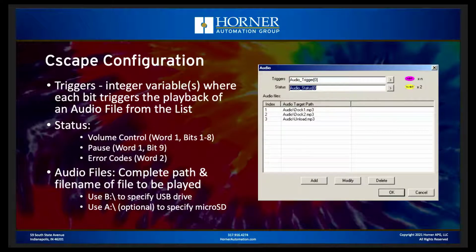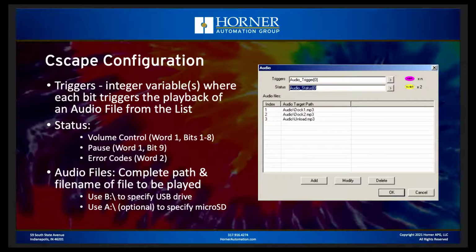Okay, so once you've configured your trigger and your status, all that's left is inputting the list of audio files that you want to support. And when you input this information, you need to input the complete path and the complete file name, including the extension, whether it's MP3 or WAV.